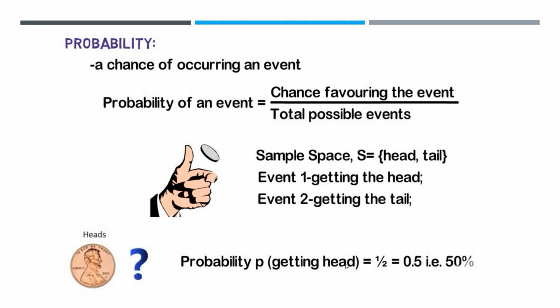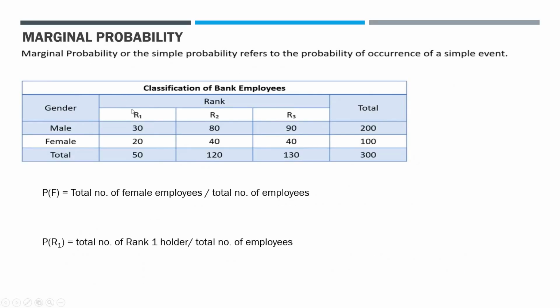Similarly, the probability of getting the tail is also the same, that is 50%, because the tail will come only once, but the total possible events will be 2, that is, it may come head, it may come tail. Okay, now we'll discuss marginal probability.